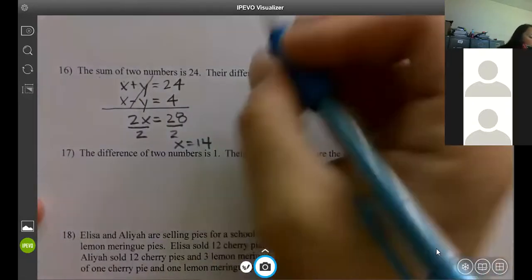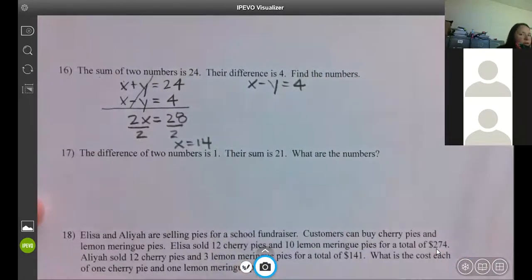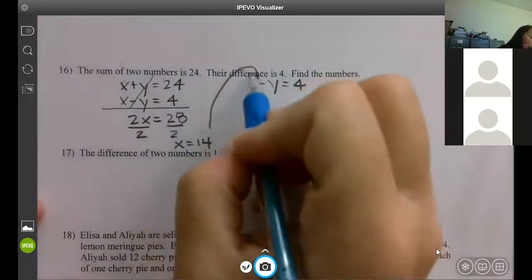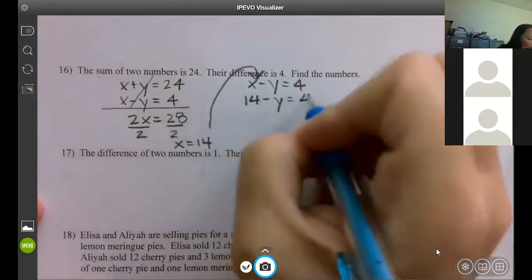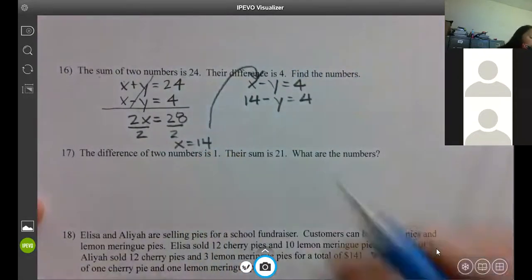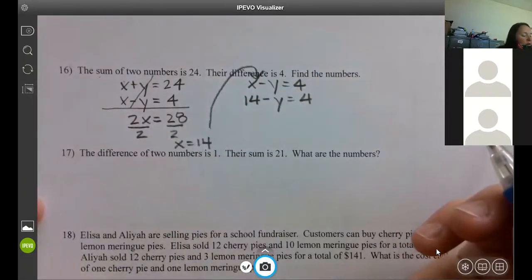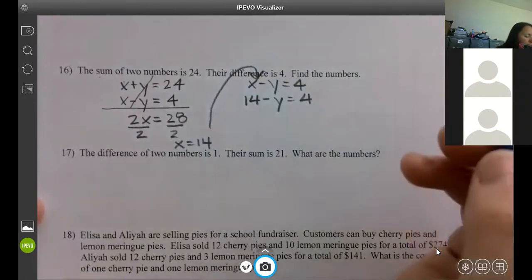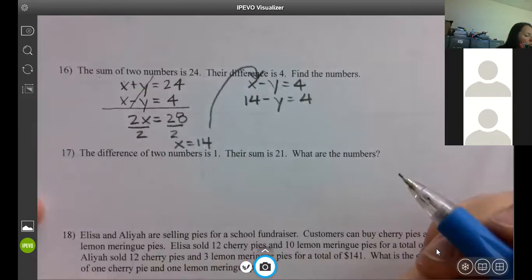Choose whichever equation you want to. X minus y equals 4 or smaller numbers. It doesn't matter either way. X is going to be 14. How do I solve? 14 minus y equals 4. How do I solve? Got it. What am I solving for?